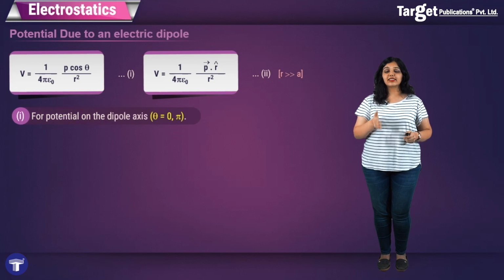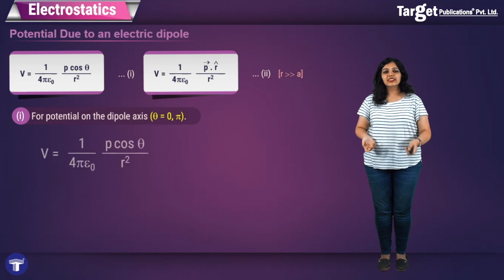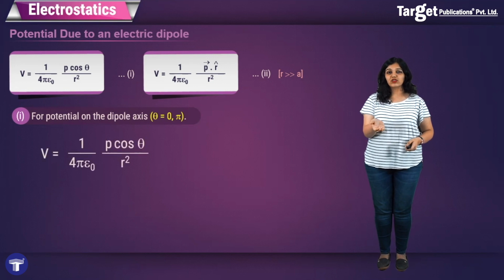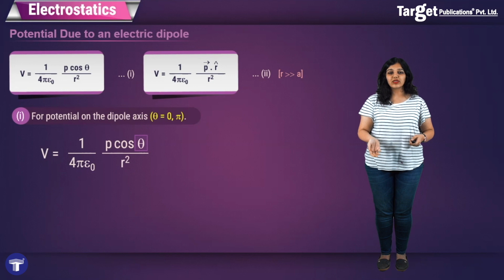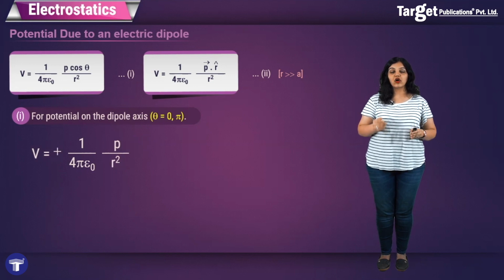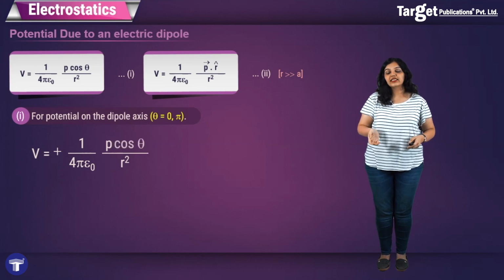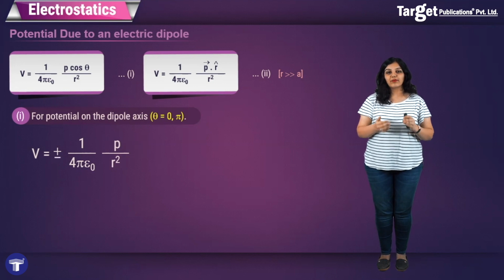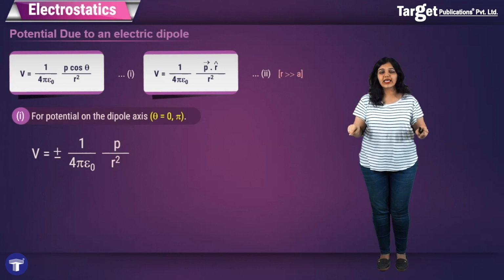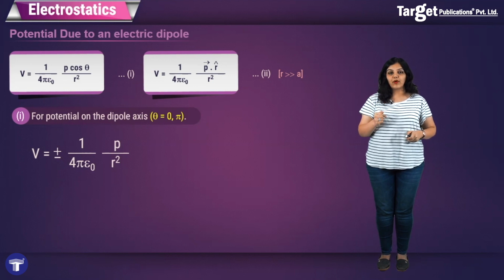Let's say that the point lies on the dipole axis, which means that the angle is either 0 or pi. You can simply put these angles in the equation we have just found. If I write 0 instead of theta, then cos 0 is 1, and this gives me the potential as 1 upon 4 pi epsilon naught P by r square. But suppose it is 180, which is the other side. Then cos pi gives me a minus 1, and this will become minus 1 upon 4 pi epsilon naught P by r square. So overall I can say that the potential at a point on the dipole axis will be plus or minus 1 upon 4 pi epsilon naught P upon r square.